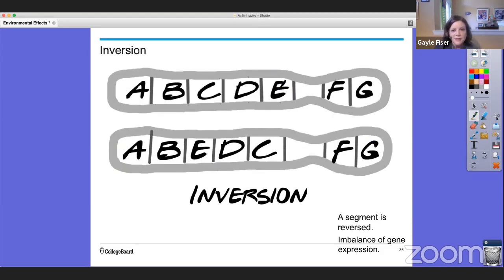And then an inversion. So this segment, CDE, just does a total flip, and now it's EDC.